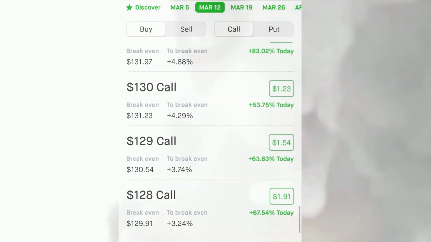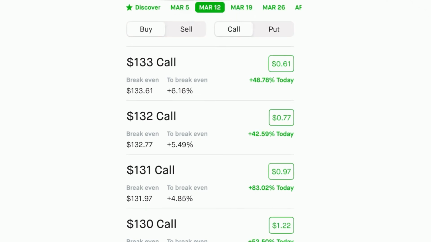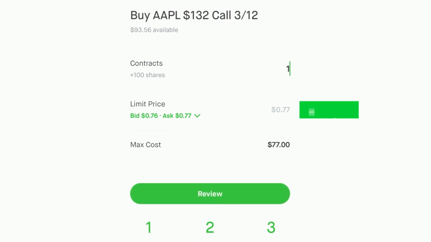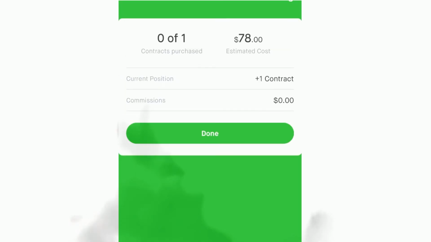So for this example, I'm actually going to buy a contract with a 132 strike price just to show you how affordable a contract can be. 132 is a decent gap between the current share price and the strike price, but let's say I expected the price of Apple to be above or at least closer to 132 as we approach March 12th. And if it is, this contract can easily be worth more than a few $100. As you can see, this contract is worth 77 cents per share or $77 a contract. I select how many contracts I would like to buy and I hit review and then swipe up to confirm my purchase, and that's it. That's how you buy a call option on Robinhood.